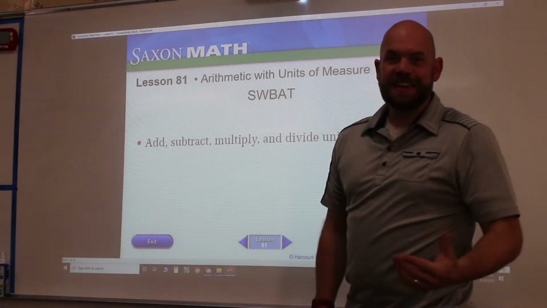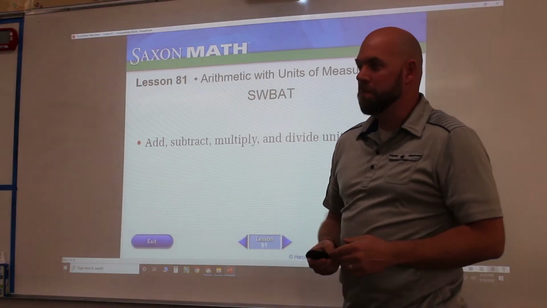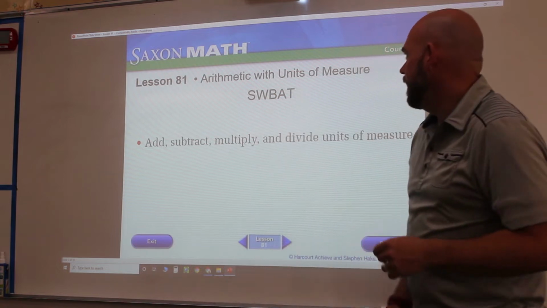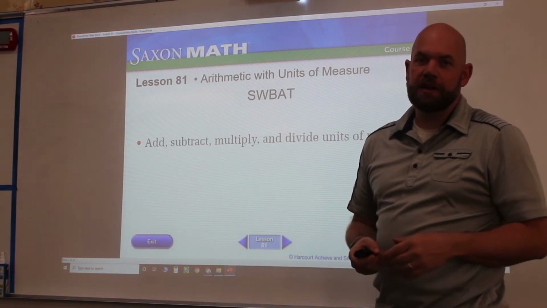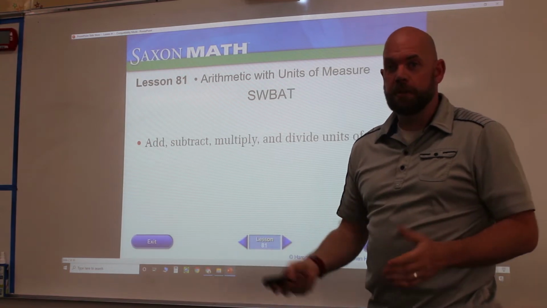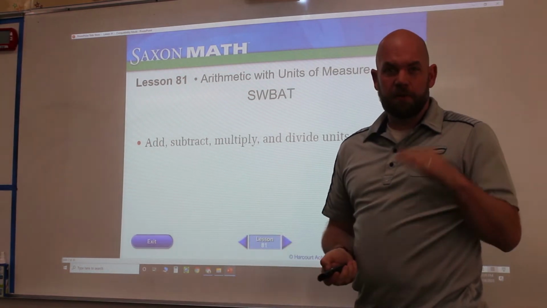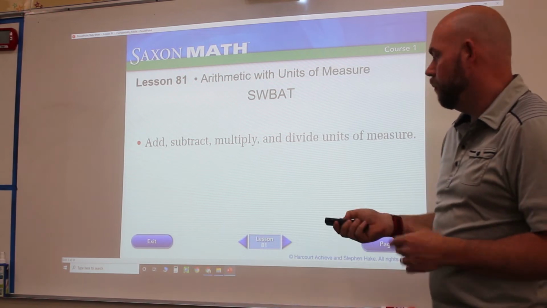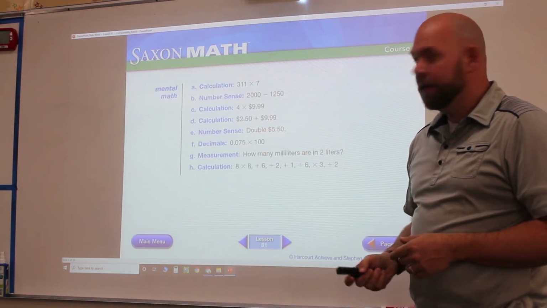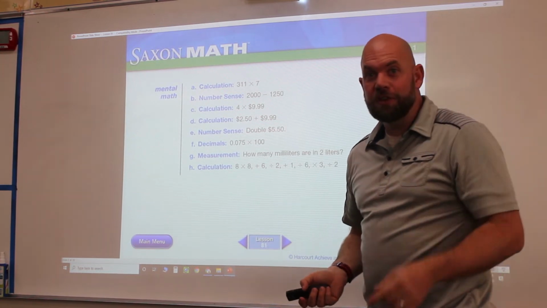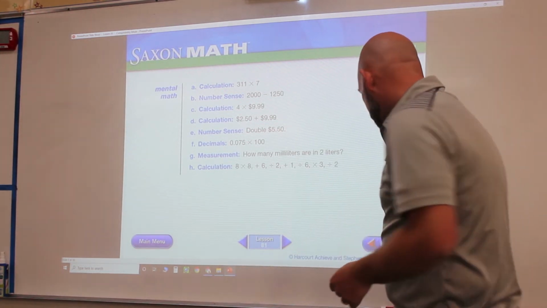Alright, so we're going to do lesson 81 now today with Saxon math, and this is arithmetic with units of measure, where we're going to be adding, multiplying, subtracting using different kinds of measurements. We're going to skip our first part of our math facts where we do our flashcards, but we are going to go ahead and do mental math. So do this with me. I'm going to talk through it as I go through.